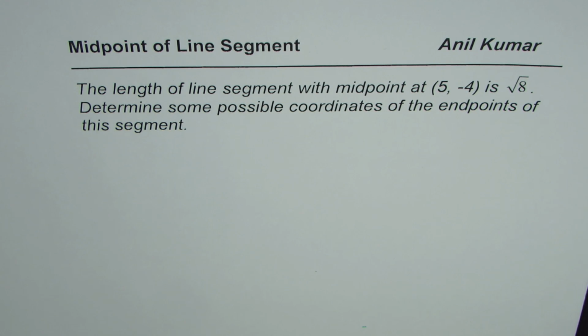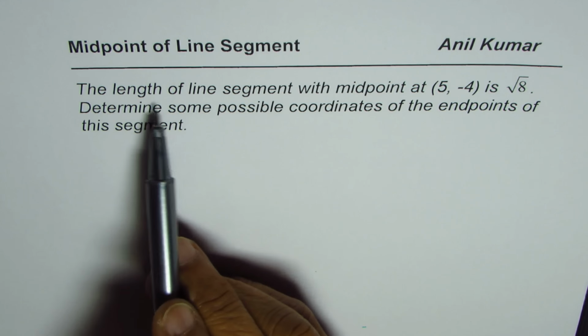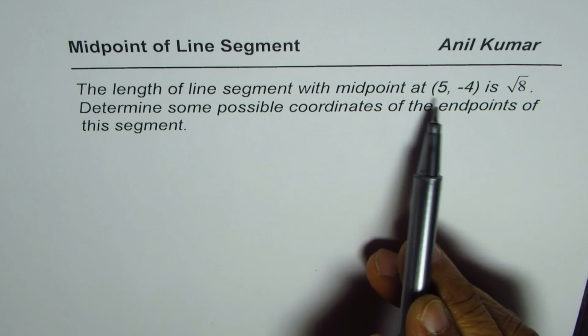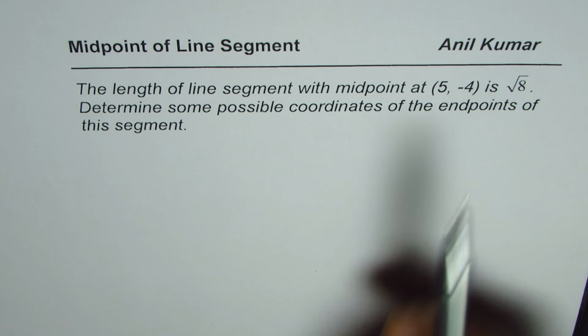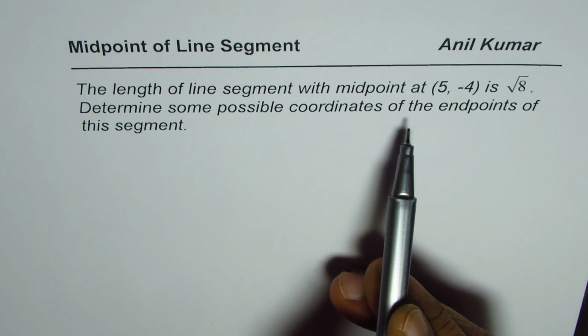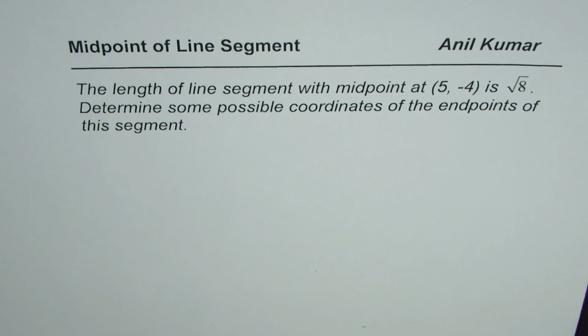I would like you to pause the video, copy the question, try it out to appreciate how beautiful this question is. The question here is, the length of a line segment with midpoint at (5, -4) is square root 8. Determine some possible coordinates of the endpoints of this segment.